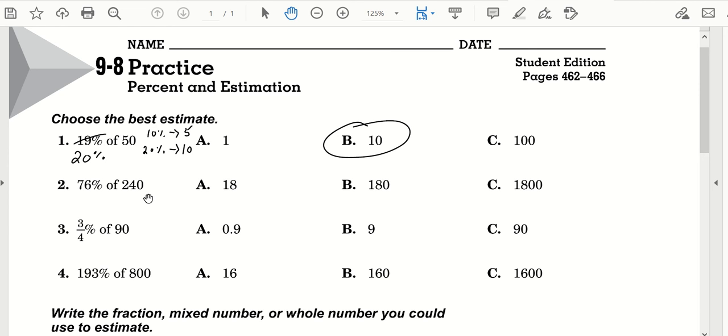So go ahead and pause the video now. If you get stuck, unpause the video. I'm going to work out 2, 3, and 4, but I want you to pause the video now and give it a shot on your own here. 2, 3, and 4, and then watch the video, see if you got them right.